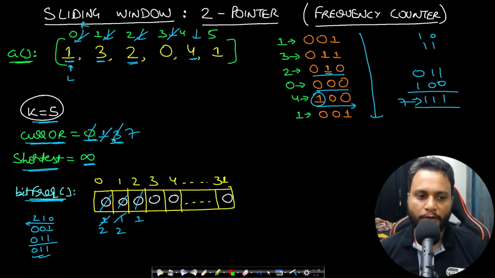And since the current OR value now is greater than or equal to k, I will be updating my shortest value and make it r minus l plus 1. That means 4 minus 0 plus 1, the window size is 5. So update this window size to 5.